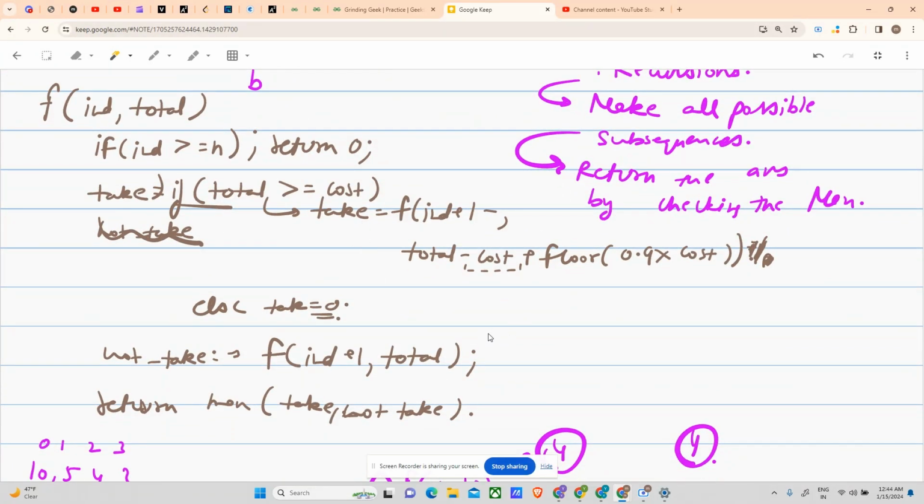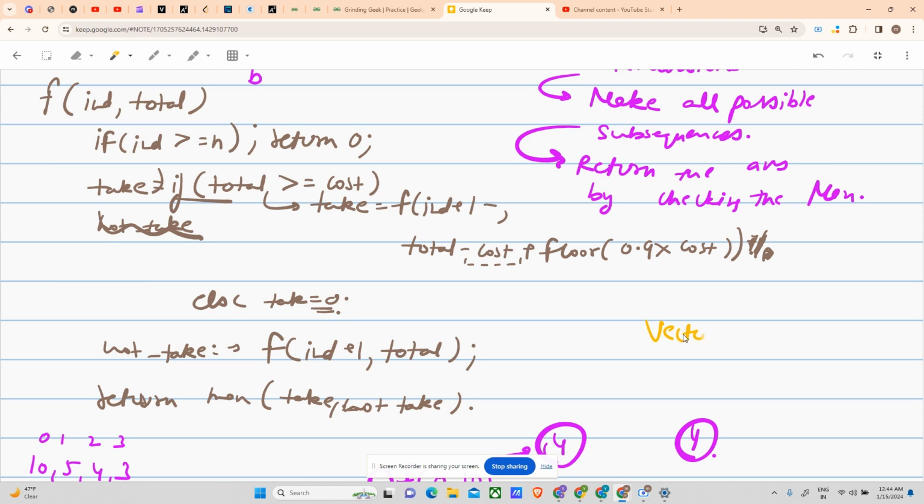We will just make a vector of type int, that is a 2D matrix of type int, name it dp, and the dimensions will be n plus 1 into total plus 1. Total means total money in hand at the starting. Initialize all of them by -1 and send them to the function.